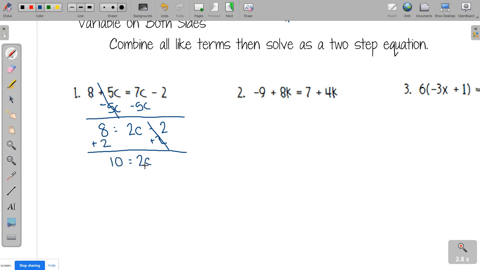Now we have 2 times c. To undo that, we divide by 2. Cancels out. C equals 10 divided by 2 is 5.